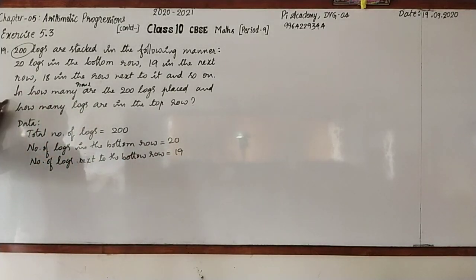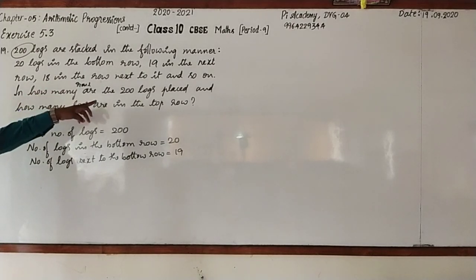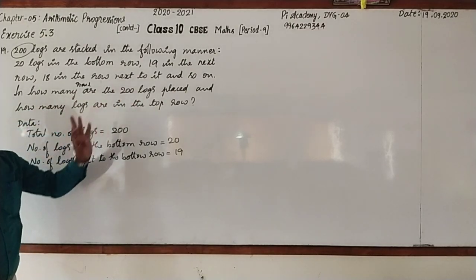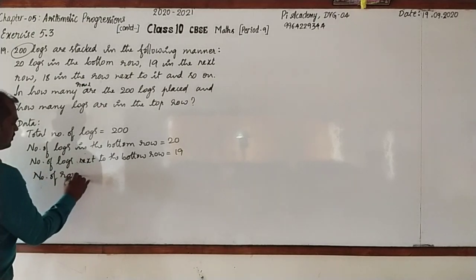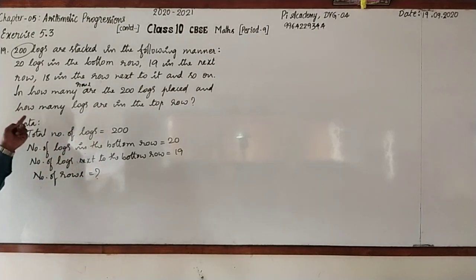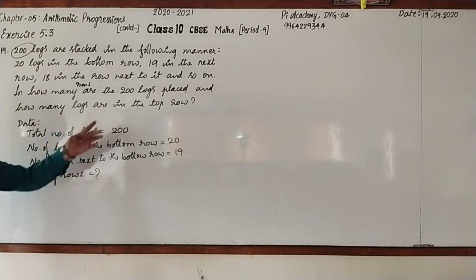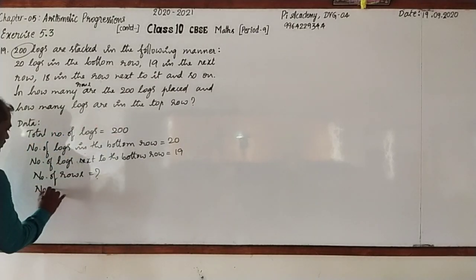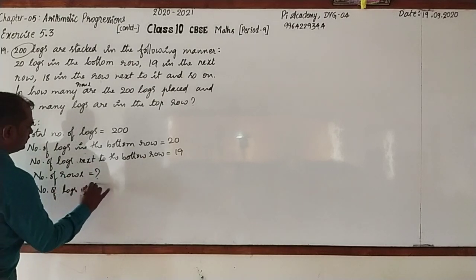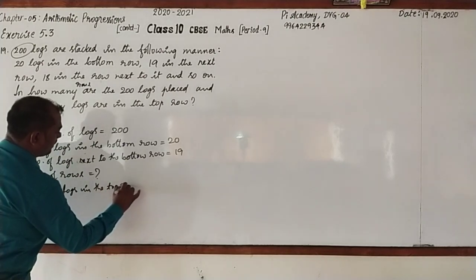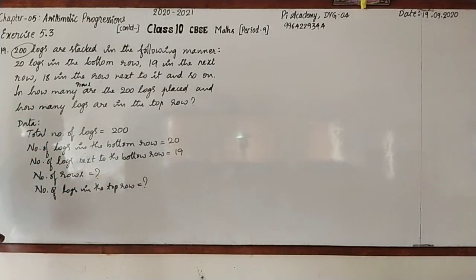Okay. Next, here what are we going to find out? How many rows are there? In how many rows are the 200 logs placed? So, the number of rows should be found. Next, how many logs are in the top row? Number of logs in the top row is also a question mark. Understood? Okay. Observe it.